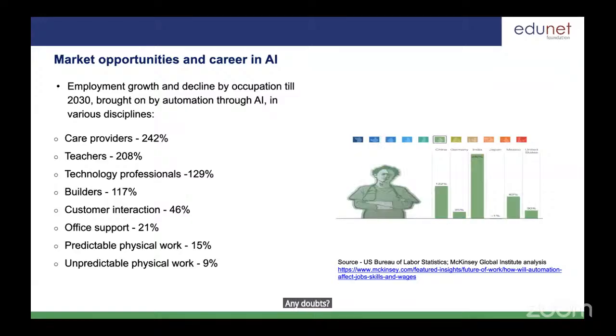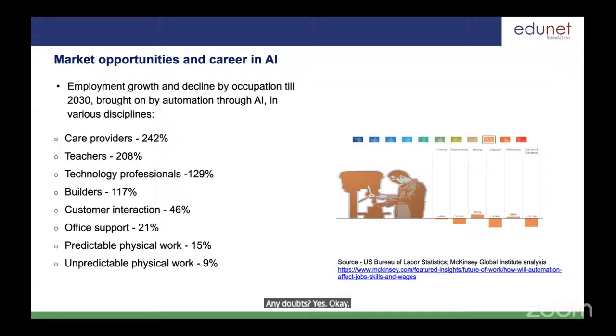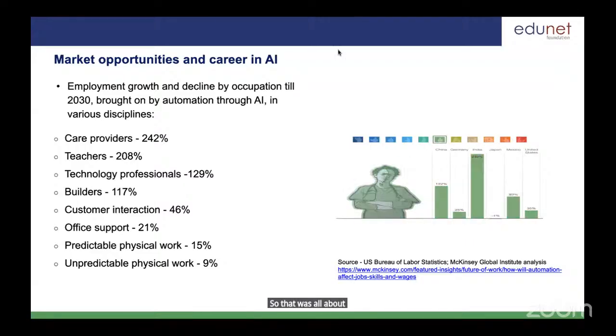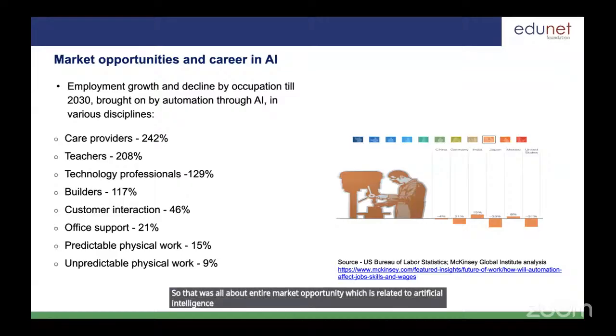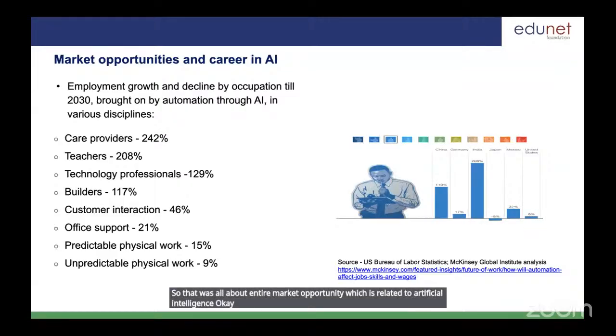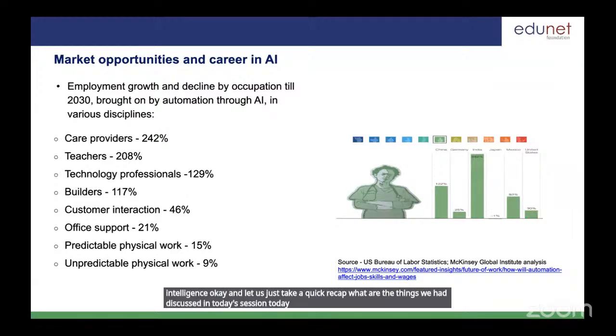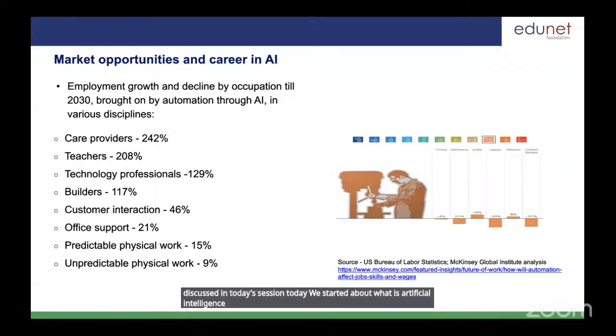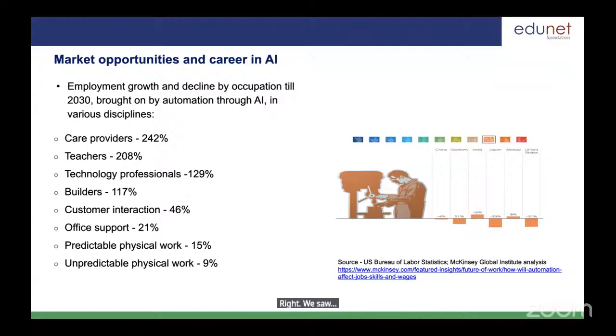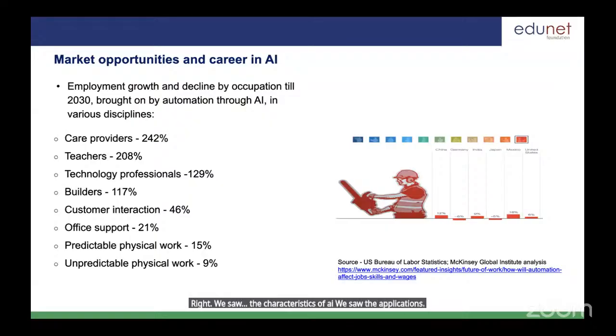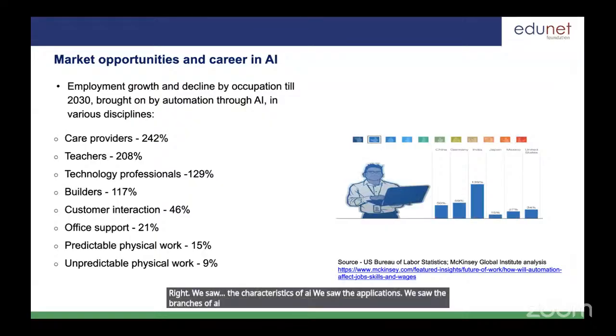Okay, so that was all about the entire market opportunity related to artificial intelligence. Let us take a quick recap. What are the things we discussed in today's session? We started with what is artificial intelligence. We saw the characteristics of AI. We saw the applications, the branches of AI, and types of AI.